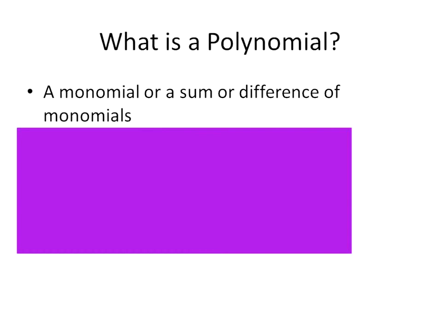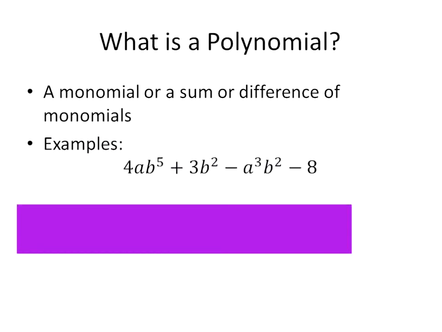So what is a polynomial? A polynomial is a monomial or a sum or difference of monomials. So a monomial is a polynomial, but a polynomial can also be a sum or difference of those monomials. So here's some examples.